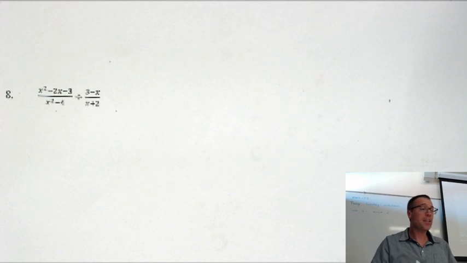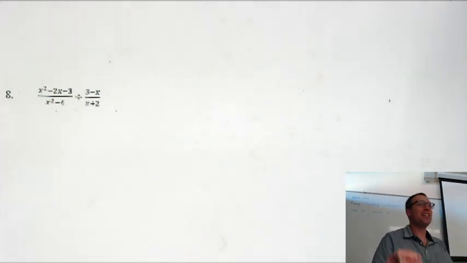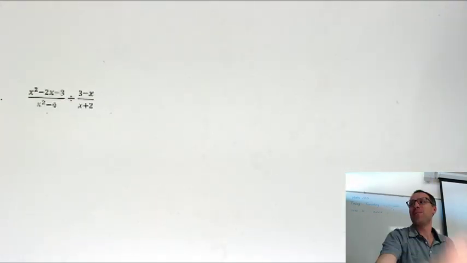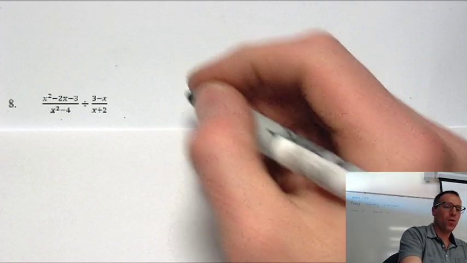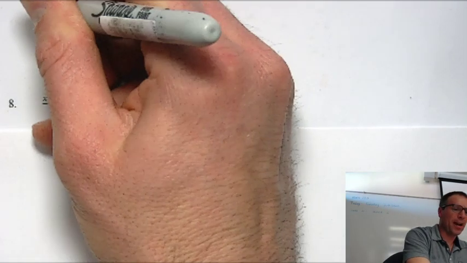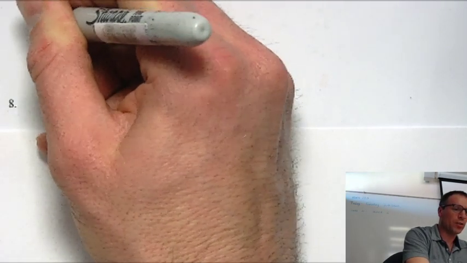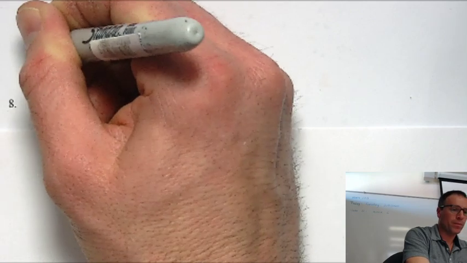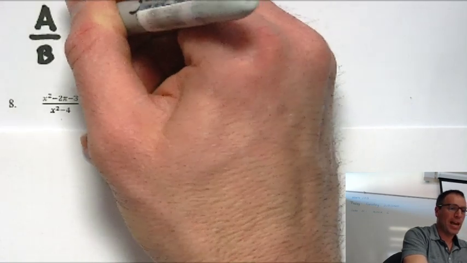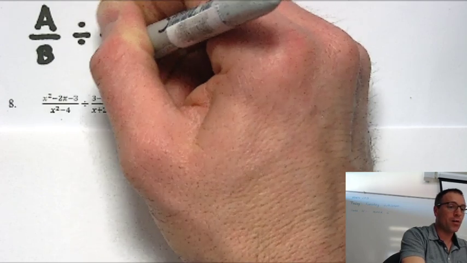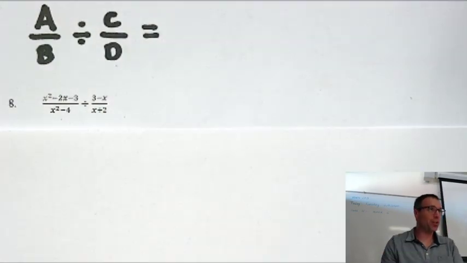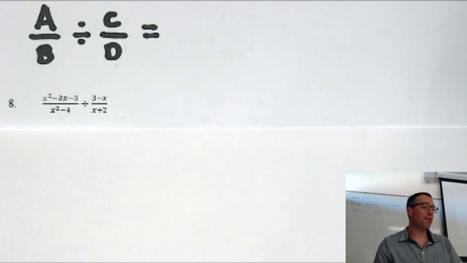The first thing I want to recognize before we start anything is, yeah, it's kind of fuzzy, huh? I'll try to rewrite it here for you. What type of problem is this if I think back to my 5 tattoos? A over B divided by C over... Rational? Yeah, we have a rational expression. What happens when I divide a fraction by another fraction?